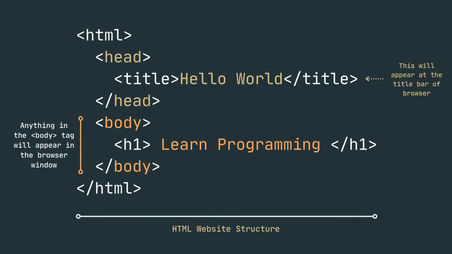Now that we understand how HTML elements work, we can examine the structure of an HTML document. The HTML document starts with the tag HTML and has two elements in it, title and body. These two determine the title and content of a website. The body tag contains everything related to the site that we see in the browser window. The title tag contains the title that appears in the title bar of the browser.